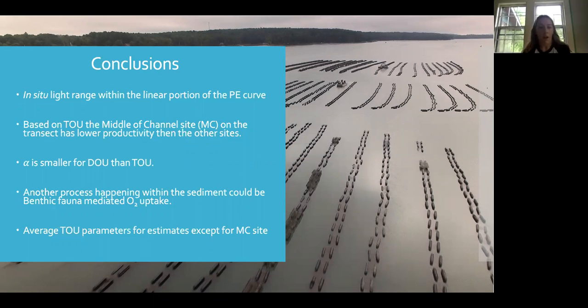And it could also be smaller because there could be another process happening within the sediment, which is benthic fauna-mediated O2 uptake, which could be done by bioturbating organisms. And then it is also determined from all of this that we are going to stick with the average TOU parameters, except for the middle site, to do the benthic estimates because they are most reliable, and we're looking at it as a whole benthic compartment contributing to the overall production. So we're assuming that this is a better way to do it because that's also what has been done in literature in the past.